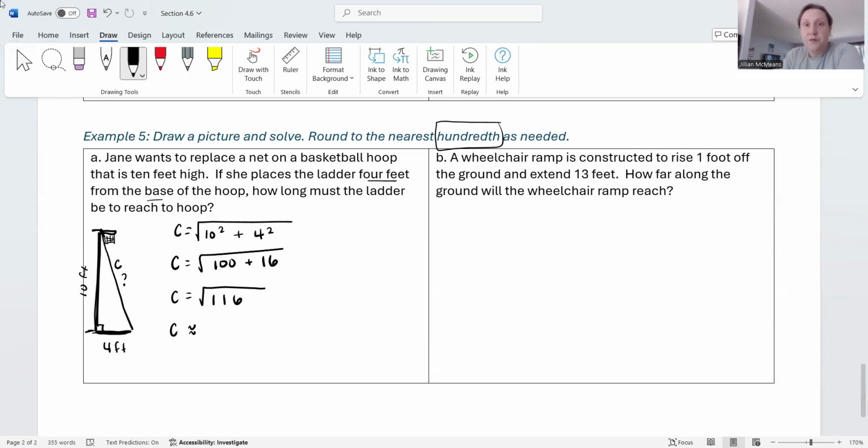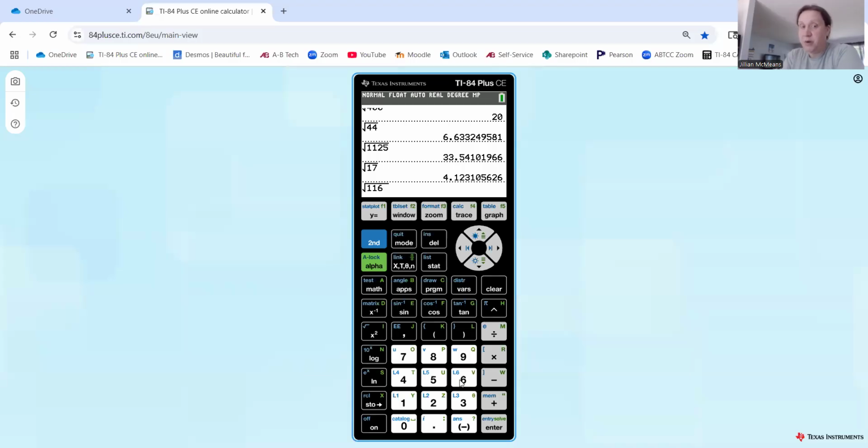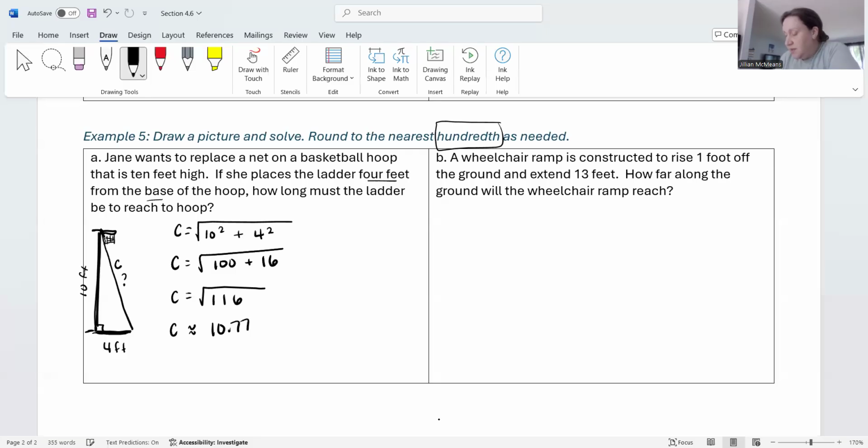Okay. So if I go to the calculator, we want the square root, so second x squared of 116. Remember, your calculator may be different, so you may have to talk to your instructor about how to use your calculator if you don't know. So square root of 116, we get 10.77. That second 7 is in the hundredths place. To the right of that, I have a 0, so that tells me to round down. So we're going to say the ladder needs to be 10.77 feet tall, or long, I guess we should say. So we get approximately 10.77 feet.